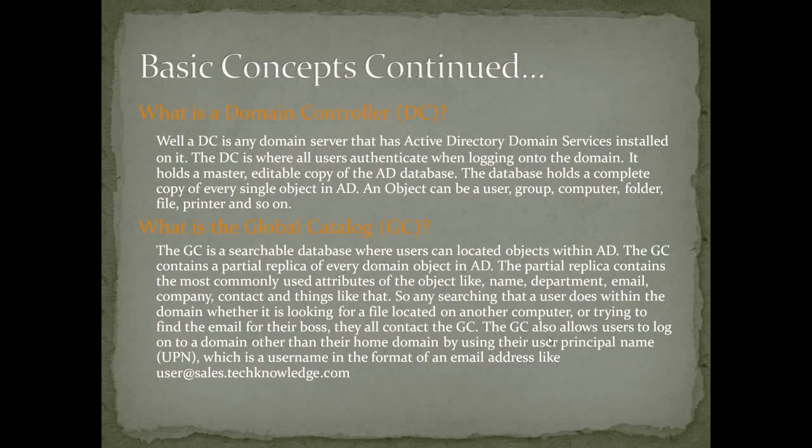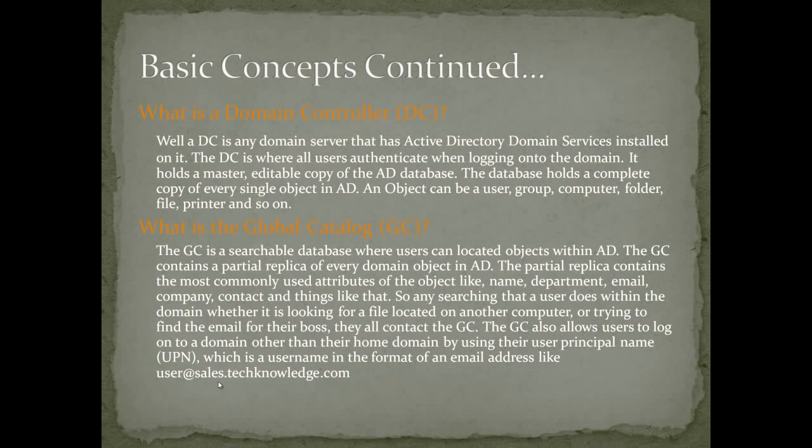So down here, the global catalog server also allows the users to log on to a domain other than their home domain by using the user principal name. So a UPN is just a username in the format of an email address. So down here I have a little example. users@sales.technology.com. We'll get into the UPNs.